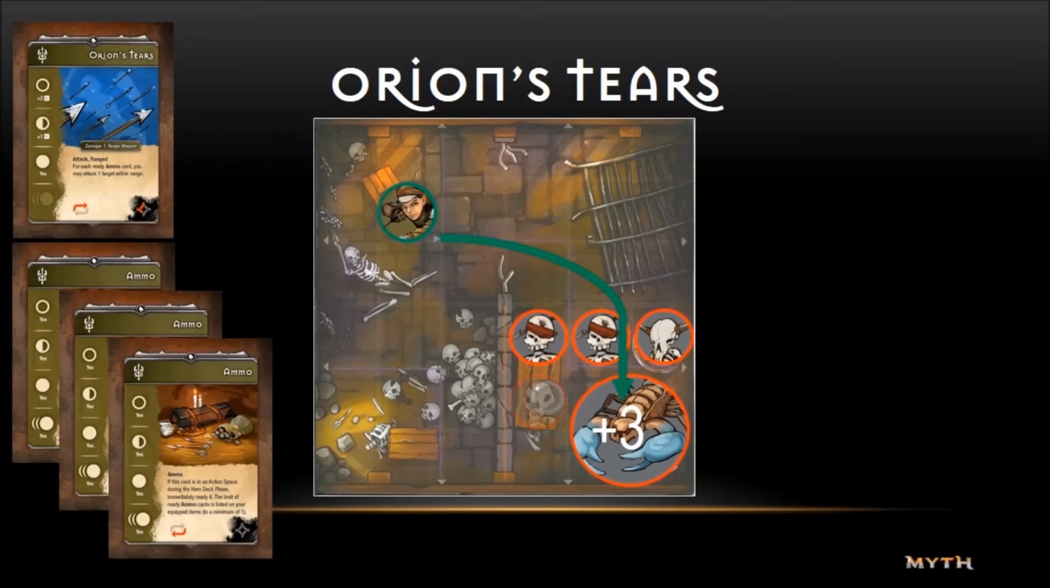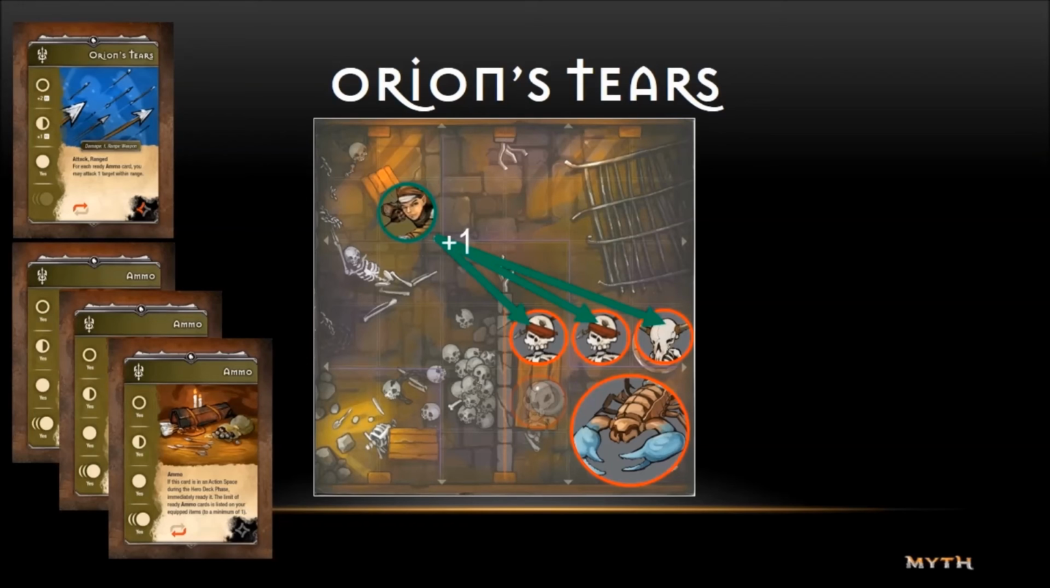Now, I could choose to do that, or I might want to engage these 3 minions. In doing so, I've got 3 arrows. I can roll my dice pool, and if successful, I will do 1 damage on each of those minions, destroying them with those three arrows, 1 for each minion.